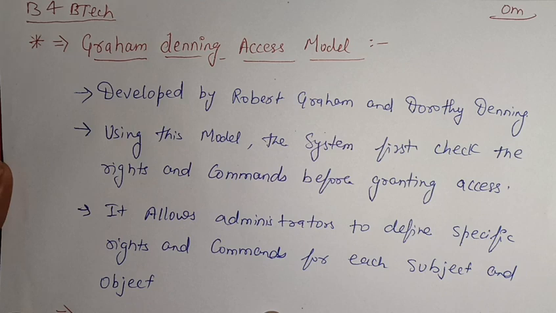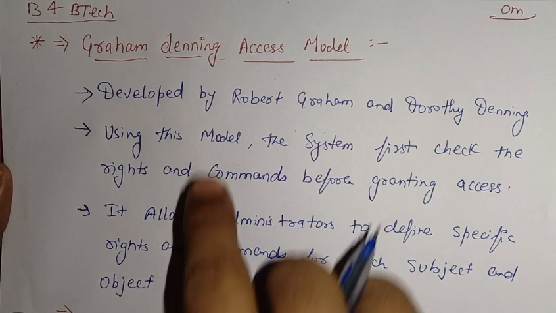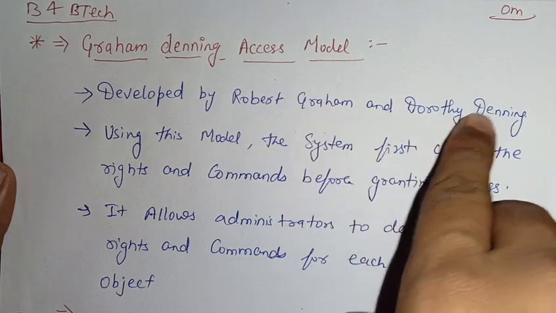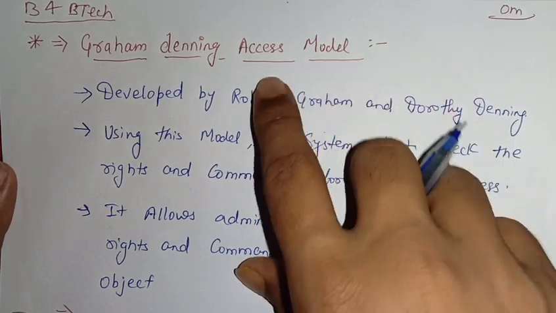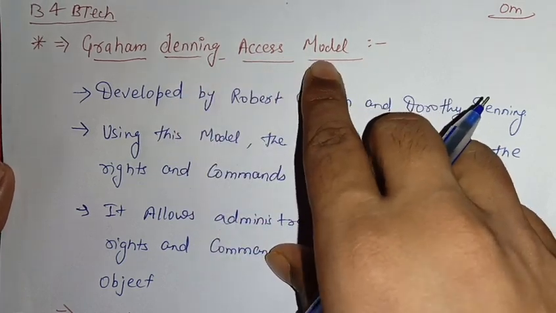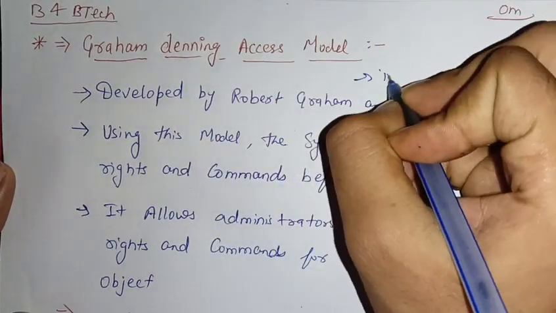So in this video we are going to study the Graham-Denning access model. This model was developed by Robert Graham and Dorothy Denning. On the basis of their names, this model is called the Graham-Denning access model. This is also one of the information security models.